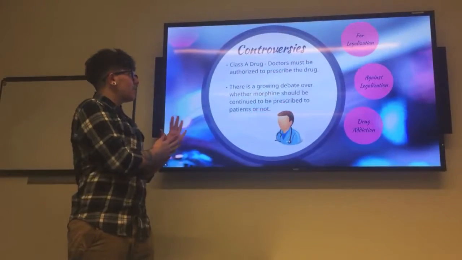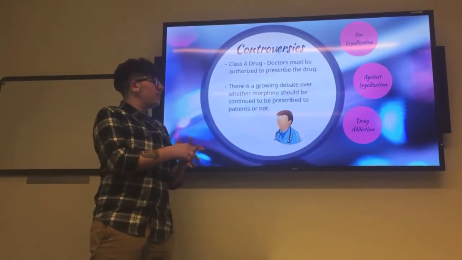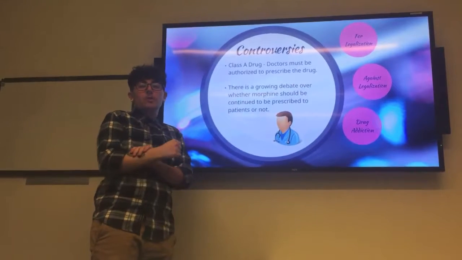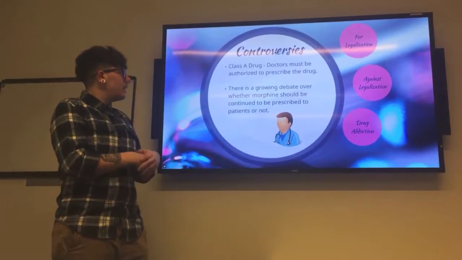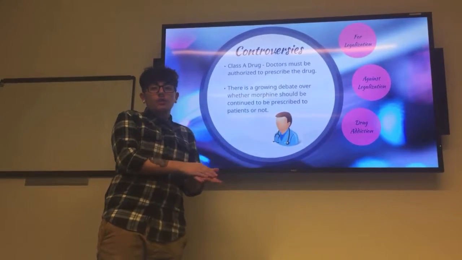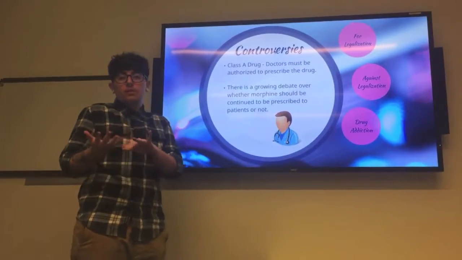Okay, so now we're going to get into the controversies that surround morphine. Morphine is a Class A drug, which means doctors must be authorized to prescribe it. And there's a growing debate over whether morphine should be prescribed to patients or if it should be pretty much banned from the medical field completely.